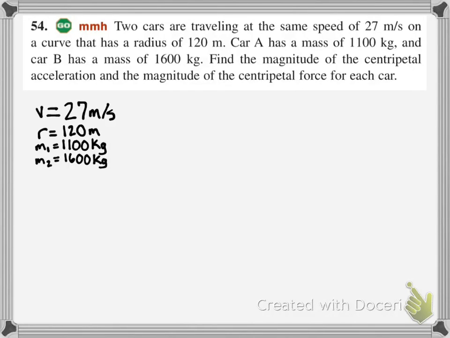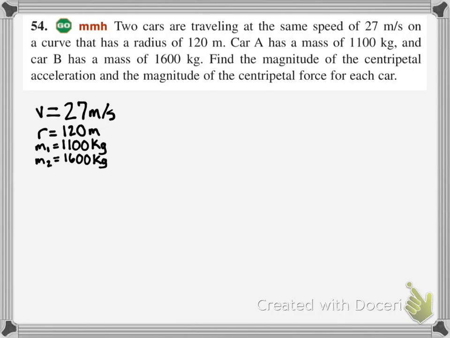Okay, so this is one of the easier section 5.4 problems. So let's start out with what we are given. It tells us that we have two cars traveling at 27 meters per second. It also tells us that they are on a curve of radius 120 meters. We also know that one of the cars has a mass of 1,100 kilograms and the other a mass of 1,600 kilograms. Now we know that we need to find the centripetal acceleration for each car.